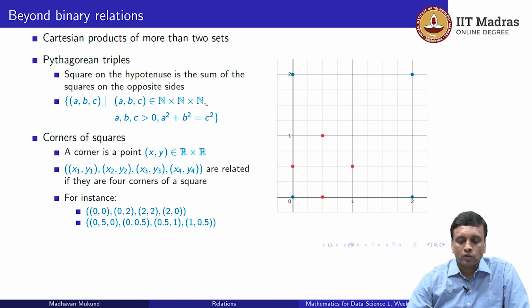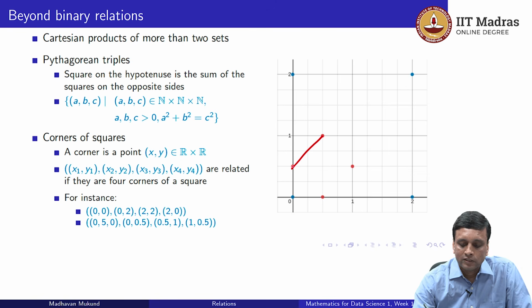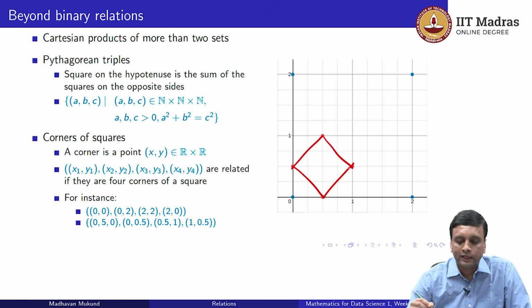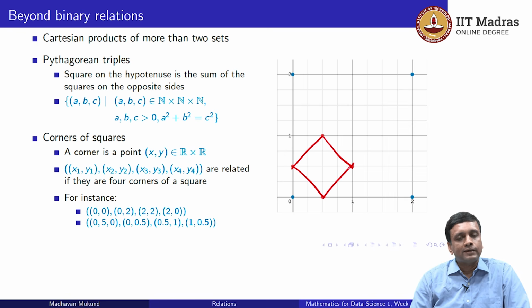The red points also define a square, because this is a rotated square, but if you rotate it vertically, you will see that this diamond is actually a square. So there are many such 4 sets of points which form the corners of squares, and we might be interested in all such 4 sets of points. So now we have a relation which involves 4 sets of points, but each point itself is a pair of real numbers. It's an x and a y.